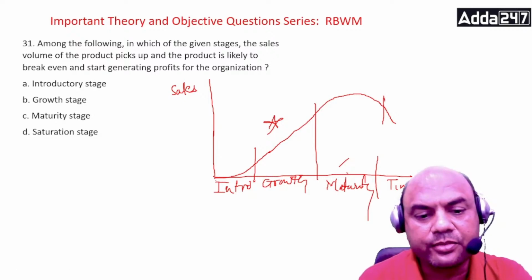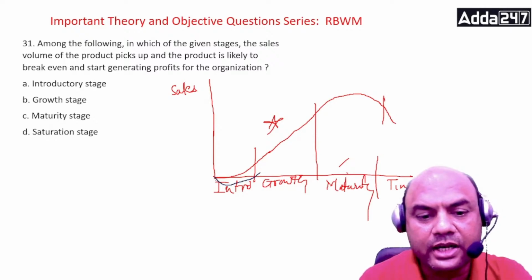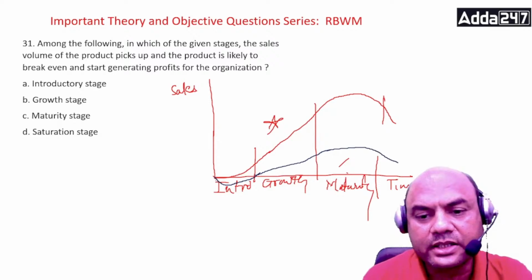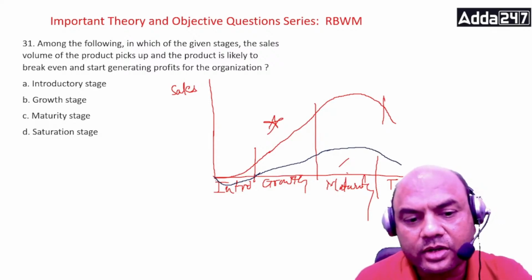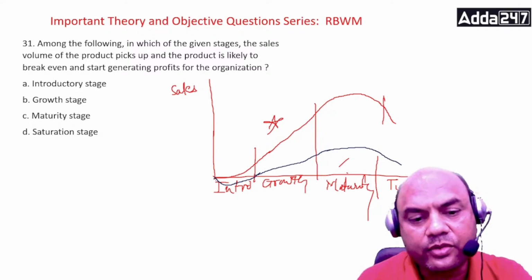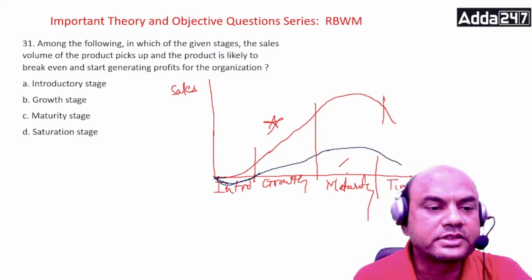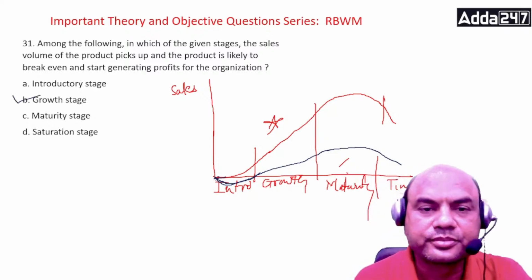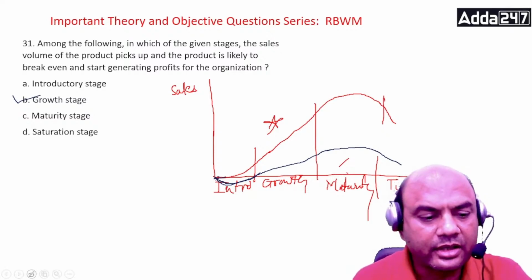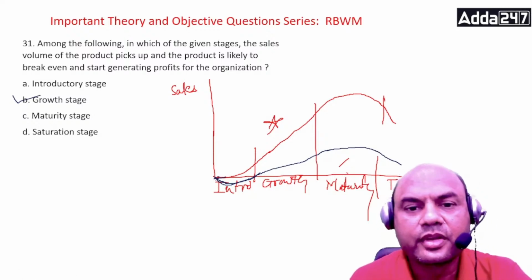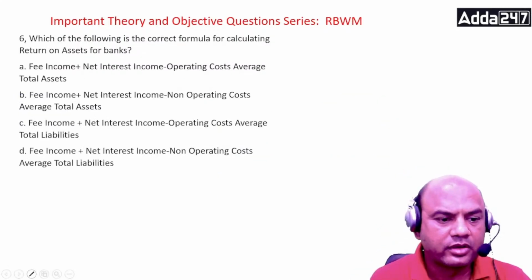How will the profits graph be? See here, in the profits graph, in the initial stage you will be having negative profits. Then it will rise, and then it will decline. So in the initial introduction phase, sales will start from 0 and go above, but profit will be going into negative. So the answer over here is what? Growth phase. Okay, clear? Got it? Next one.